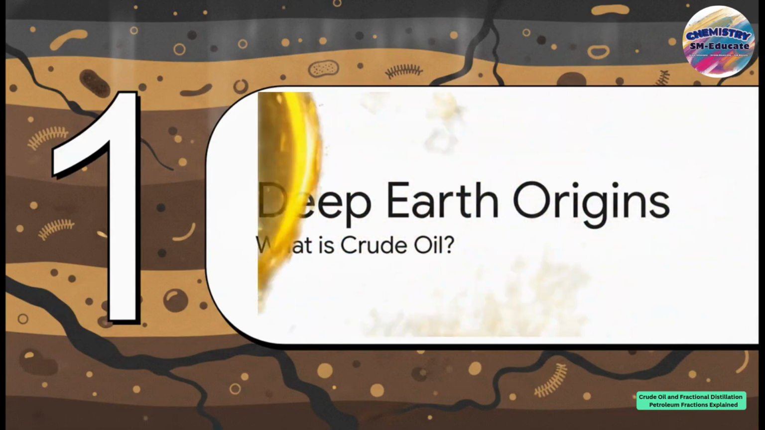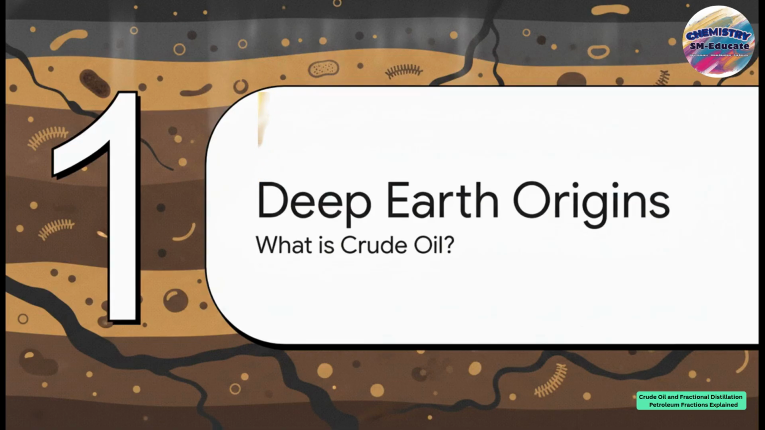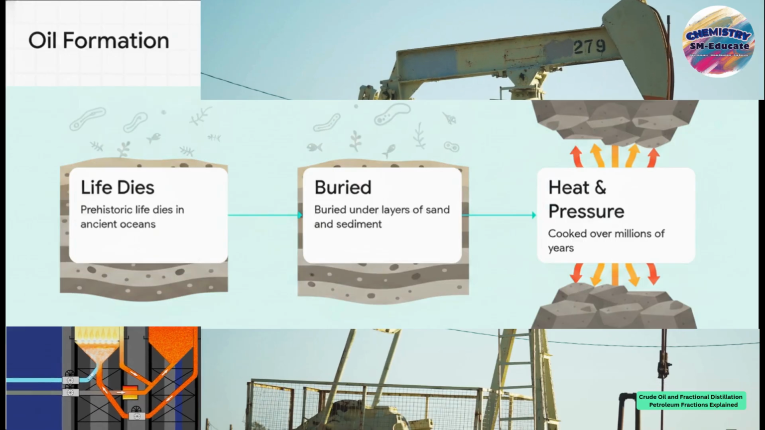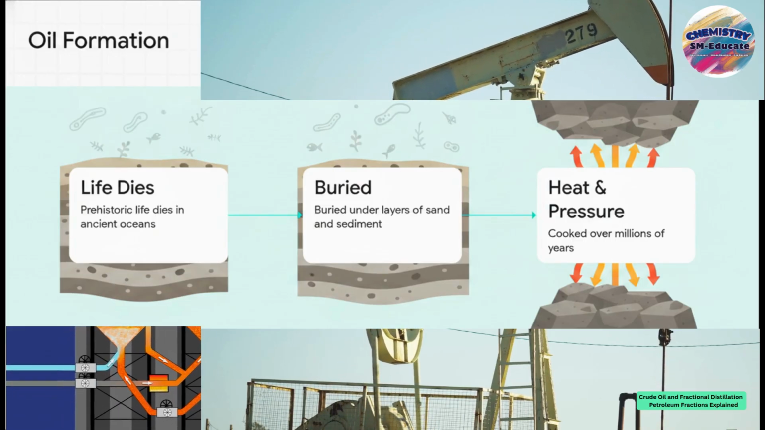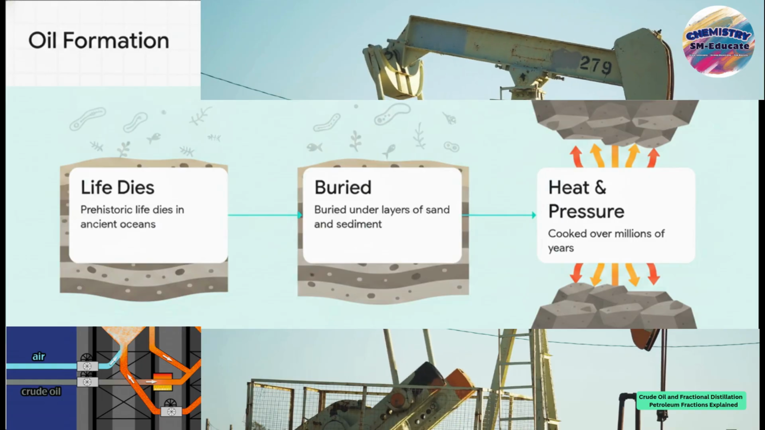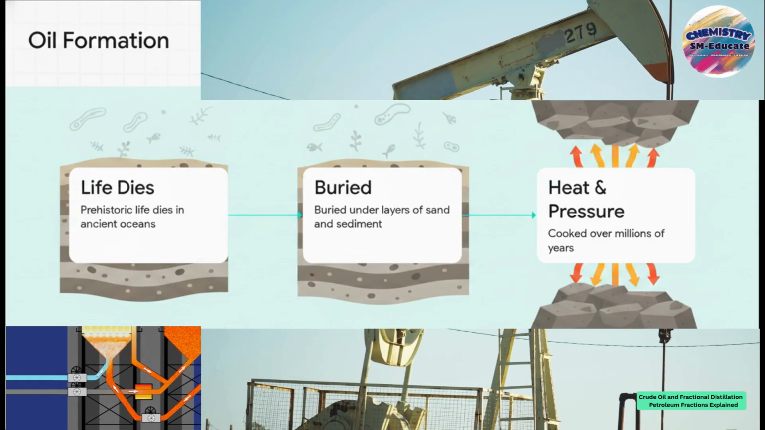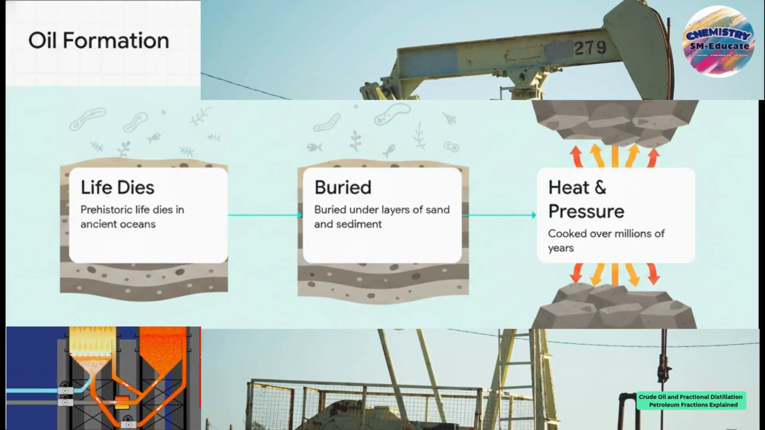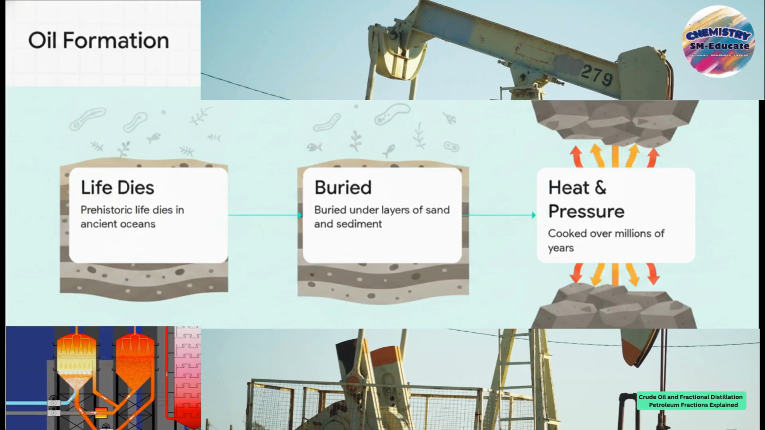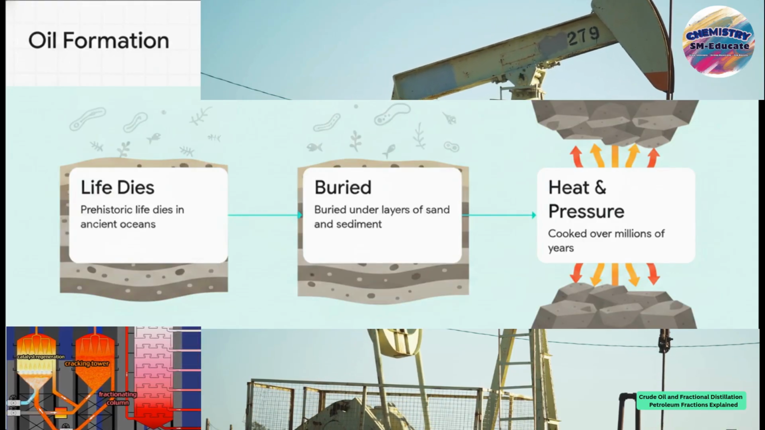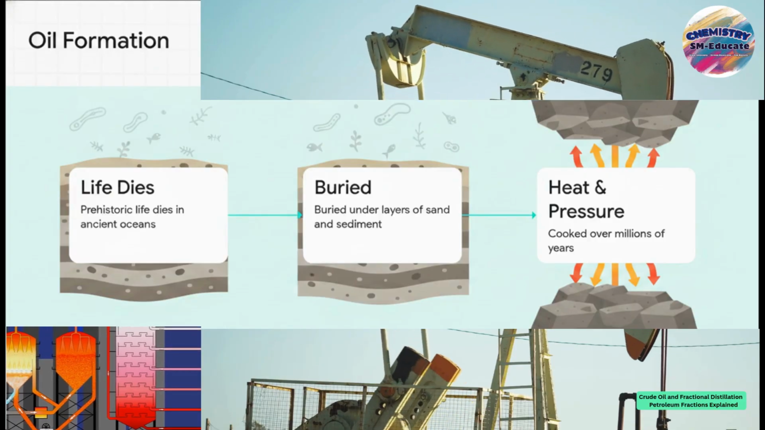Part 1. The Deep Earth Origins. To really get this, we have to look at an unimaginable scale of time. Step 1. Prehistoric life dies. And wait, we're not talking about giant T-Rexes falling over. It's mostly microscopic marine plants and animals, plankton, that lived in ancient oceans millions and millions of years ago. Step 2, they die, sink to the bottom, and get buried under crazy amounts of sand, silt, and sediment.